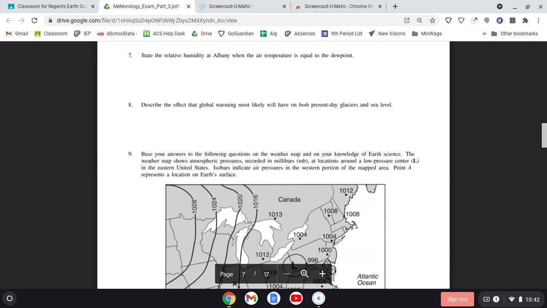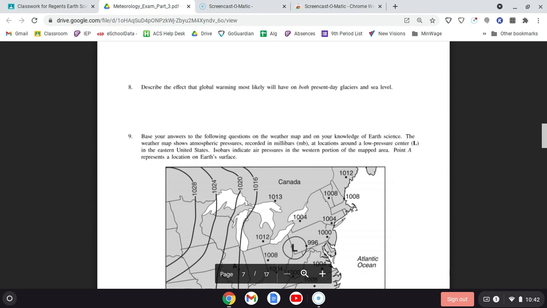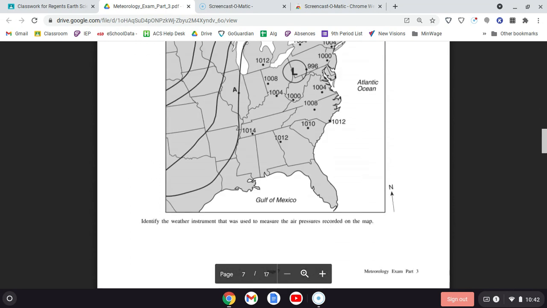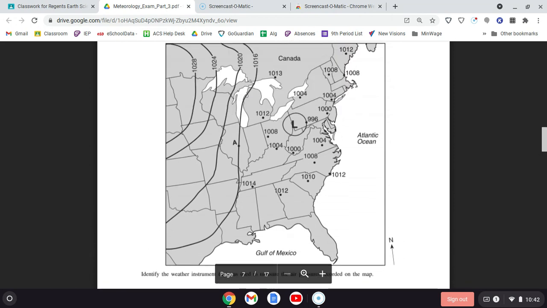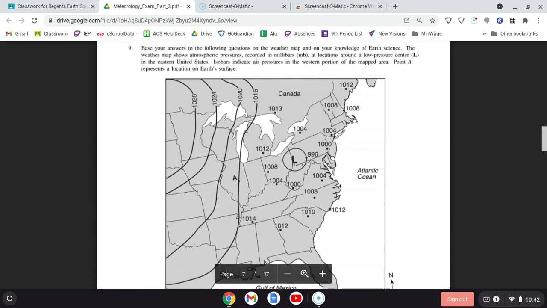Number 9. What do they want to know with this one? Okay, identify the weather instrument that was used to measure air pressures. So what do we use to measure air pressure?